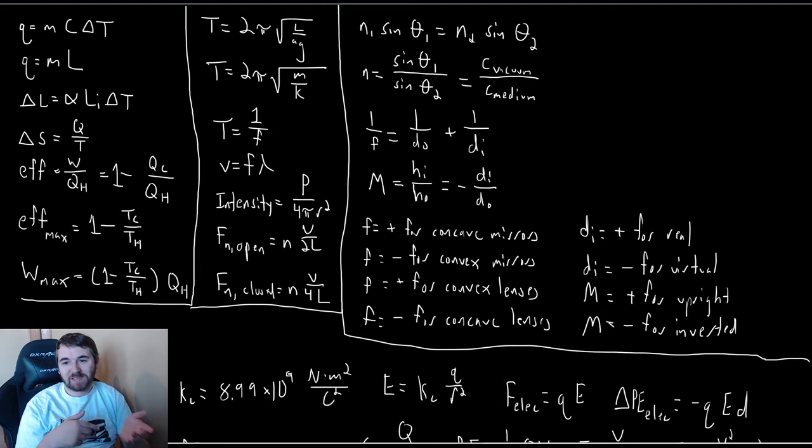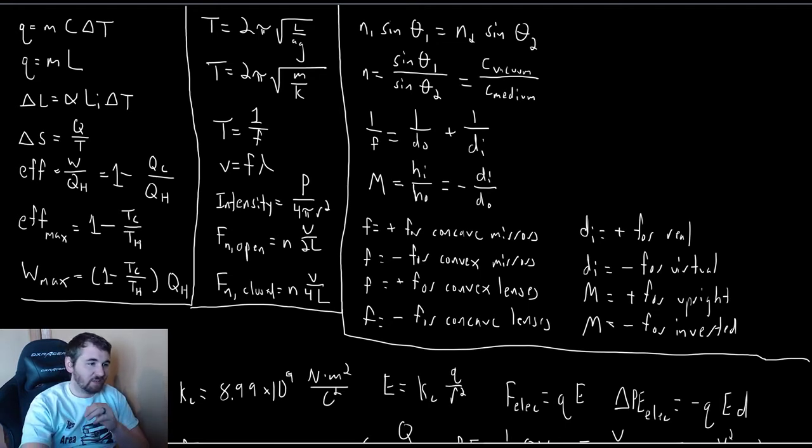The m is mass, the k is spring constant. The third one down, period is equal to 1 over frequency. They're inverses of each other. Velocity of a wave is equal to frequency times wavelength.